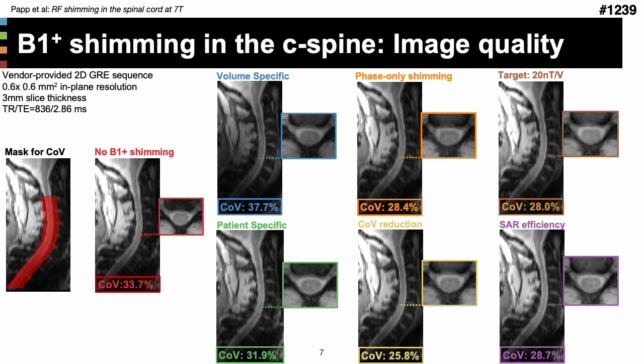I would also like to note that the coefficient of variation when we use our toolbox is always lower than for the vendor-provided approaches. You can also see that B1 plus shimming improves signal intensity and it improves gray and white matter contrast and spinal cord CSF contrast for all the scenarios within the shimming toolbox.